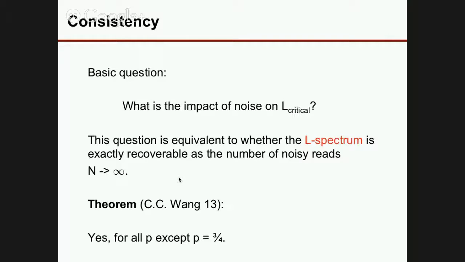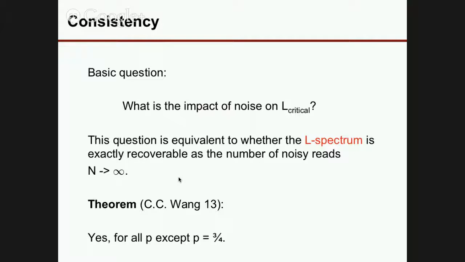And so, therefore, to find whether you can estimate V exactly as n goes to infinity is equivalent to what? Equivalent to whether this 4L by 4L matrix is invertible. And what Qi Jiang showed is that this matrix is invertible for all P except P equals 3/4. Okay?